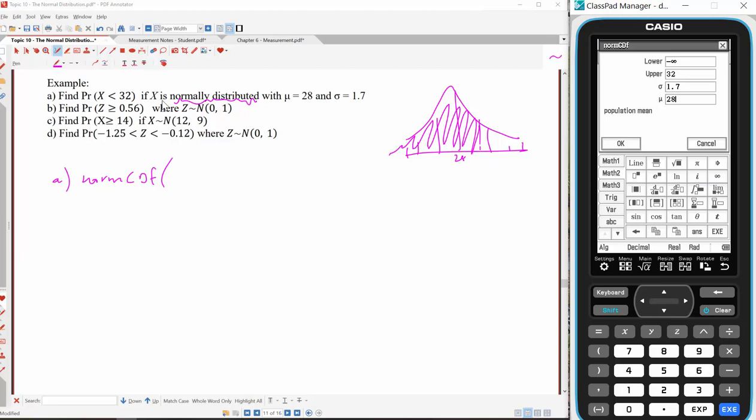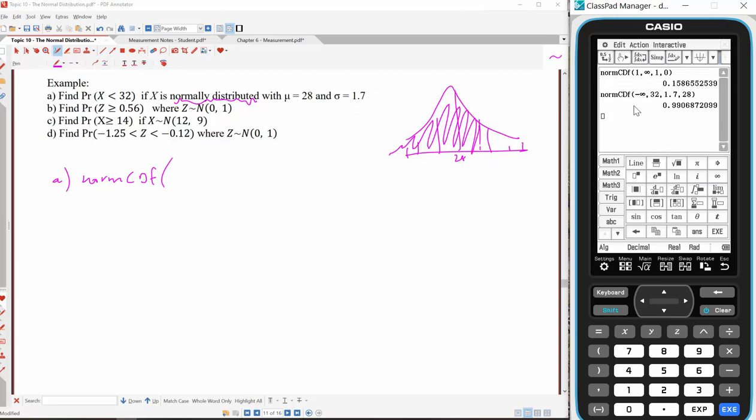See if you can actually do a bit of guesswork and see what it's going to be. It's going to be a fair bit of it. I reckon it's like 0.8 or something like that. Heaps of it, right? Because of course, that's 2, 2, 32. It's almost all of the curve, okay? So yeah, negative infinity, 32, 1.7, 28 equals 0.9906 dot dot dot, depends on the number of decimal places.